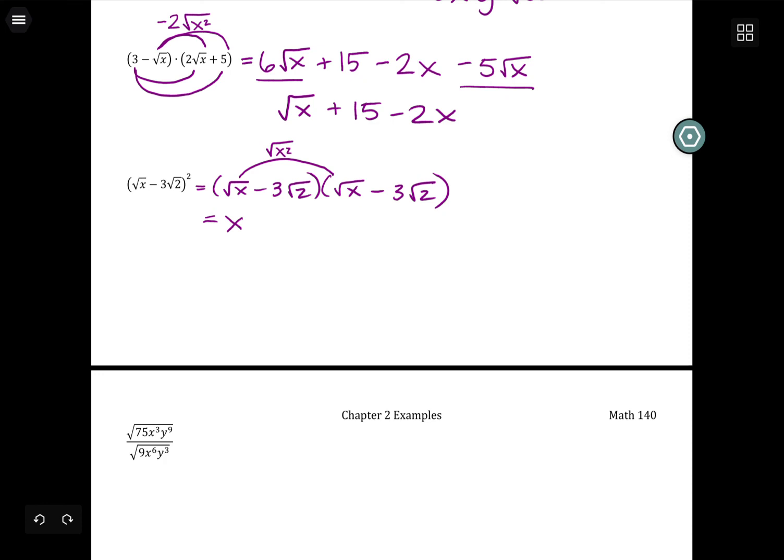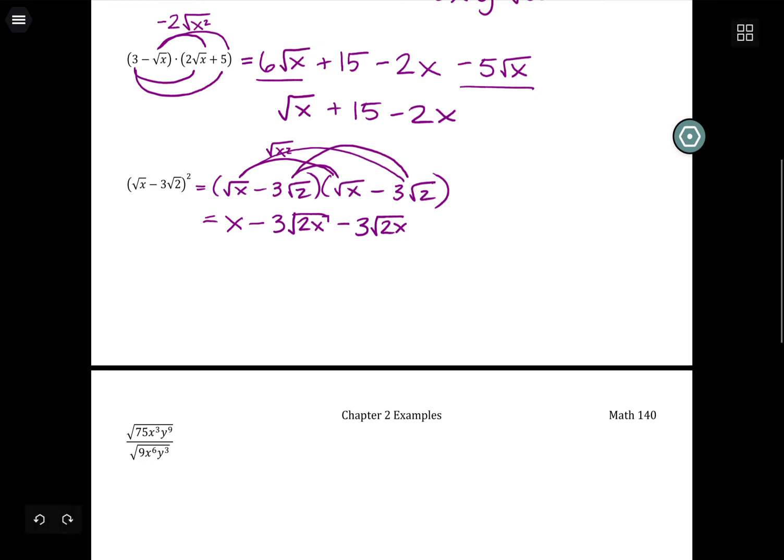My outside. Remember, the things in front of the root stay in front of the root, so it's going to be -3 times 1, just -3. The things under the root stay under the root, but I can mush them together. So a root x times a root 2 is a root 2x, and that would be considered a little simpler than writing them separately. My inside, very similar, in fact exactly the same, just in a different order, -3 root 2x. And then my last is -3 root 2 times -3 root 2.